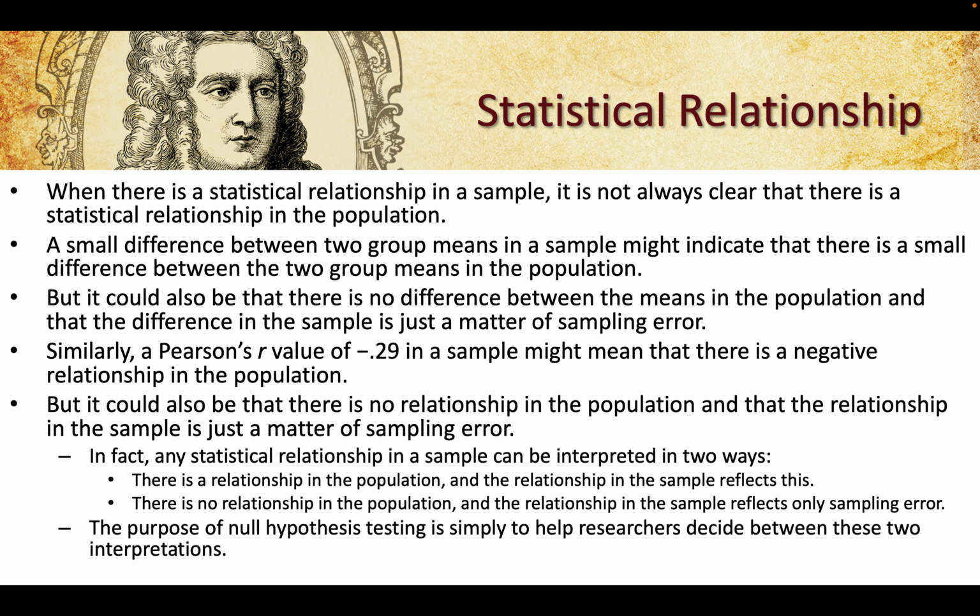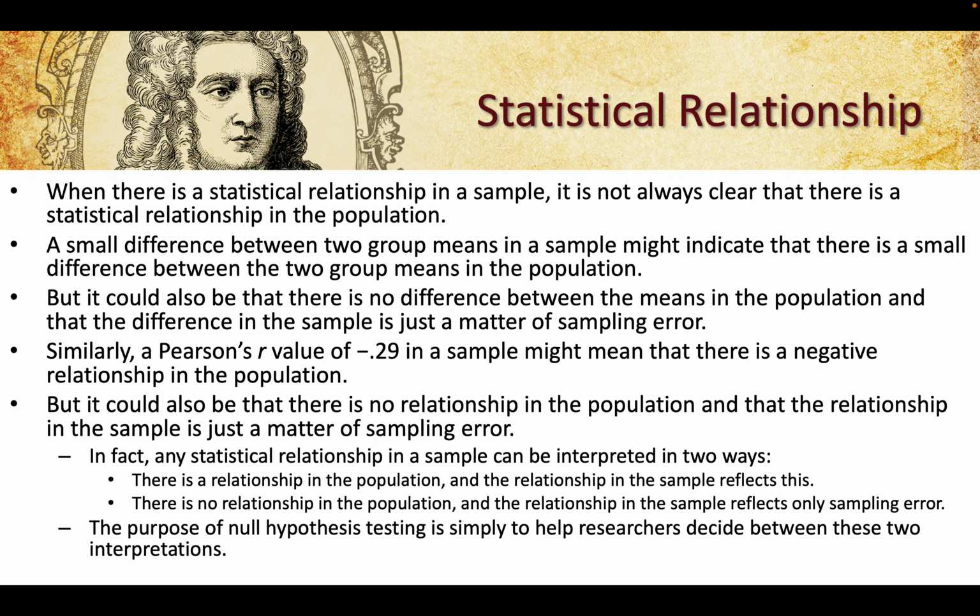When there is a statistical relationship in a sample, it is not always clear that there is a statistical relationship in the population. A small difference between two group means in a sample might indicate that there is a small difference between the two group means in the population. But it could also be that there is no difference between the means in the population and that the difference in the sample is just a matter of sampling error.